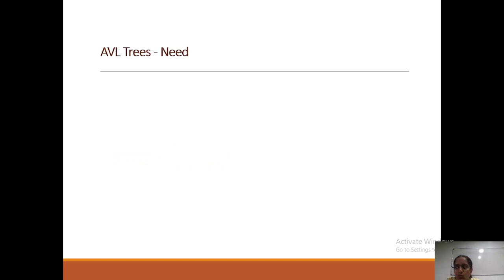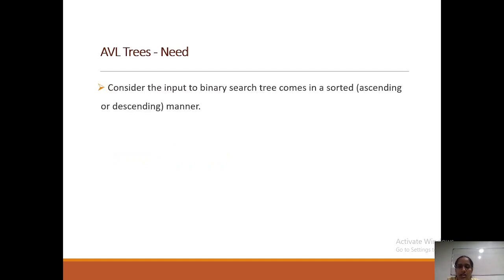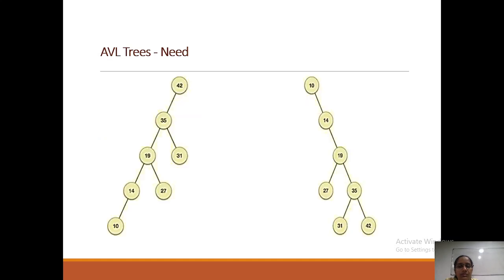First of all, we'll see what the need of an AVL tree is. Consider the input to a binary search tree comes in a sorted manner, either in descending or ascending order. Then it will draw a skewed tree, either a left skewed tree or a right skewed tree. So when we have sorted ascending or descending order input, we get this kind of tree.